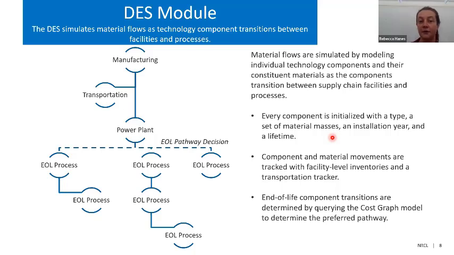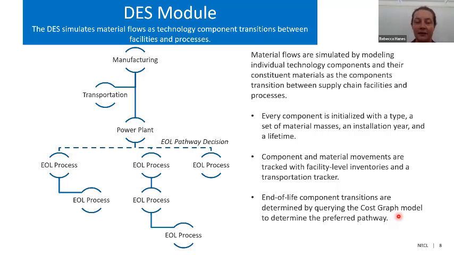So the events in the discrete event simulation are actually component transitions between steps in the supply chain. So from manufacturing to a power plant, from a power plant to an end-of-life processing facility, and so on. As all the technology components transition along the supply chain, we keep track of how many components are located at each facility over time, which tells us the supply chain structure and lets us calculate the supply chain environmental impacts. The most important event for a technology component is when it reaches end of life. And at that point, the DES queries another CELAVI module, the cost graph model, to determine which end of life pathway to implement for that component.